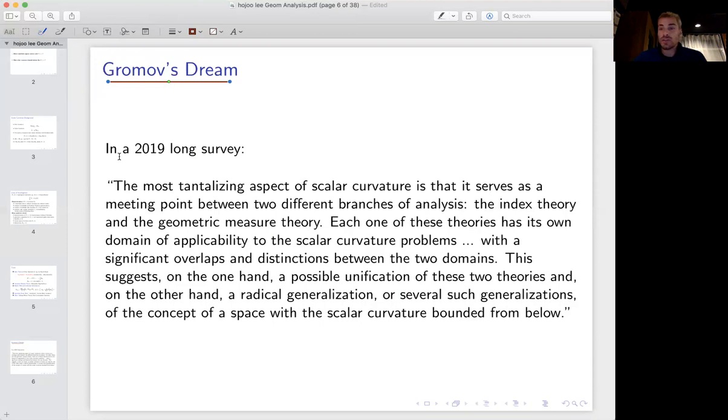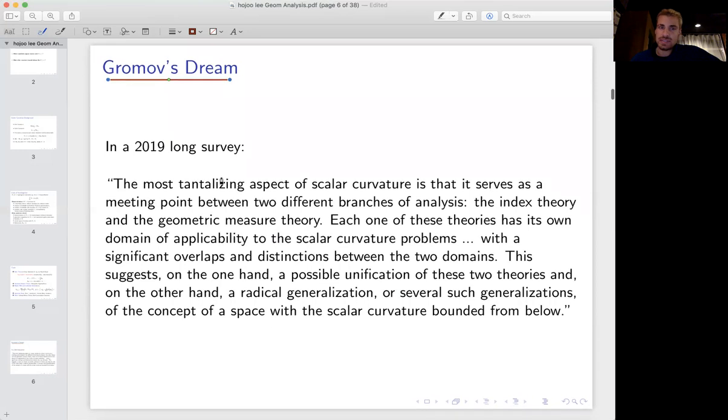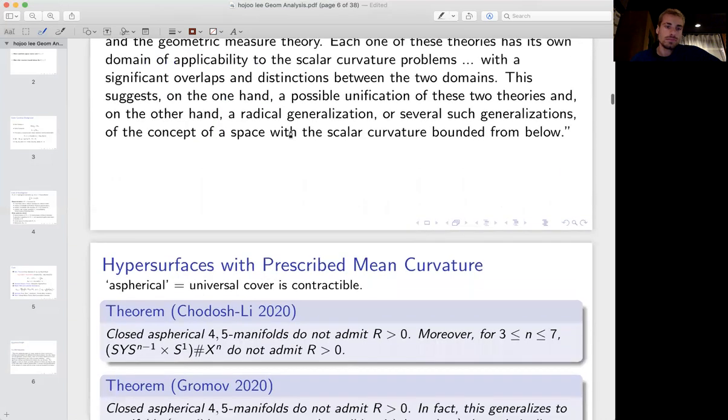Now, in a long survey, his four IHES lectures, he says, the most tantalizing aspect of scalar curvature is that it serves as a meeting point between two branches of analysis, the index theory and the geometric measure theory. Each one of these theories has its domain of applicability to scalar curvature problems, with significant overlaps and distinctions between the two domains. So this is what I was saying before. And this suggests, on the one hand, a possible unification of the two theories, and on the other, a radical generalization, or several such generalizations, of the convex space with scalar curvature bounded below. So there's really a lot of hope here in Gromov's dream, and I think he's trying to emphasize that we still don't understand scalar curvature.